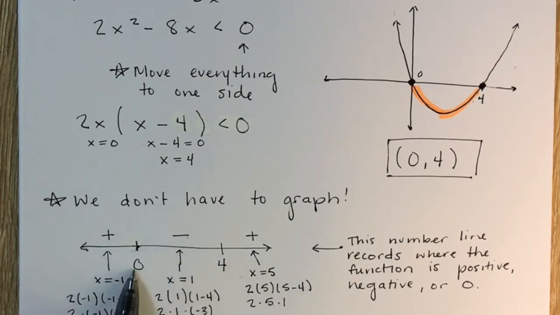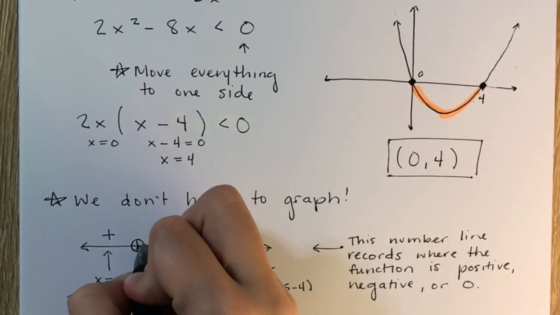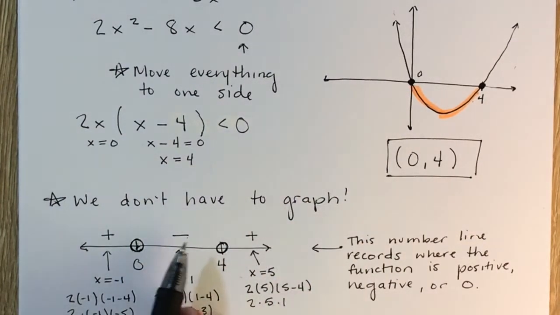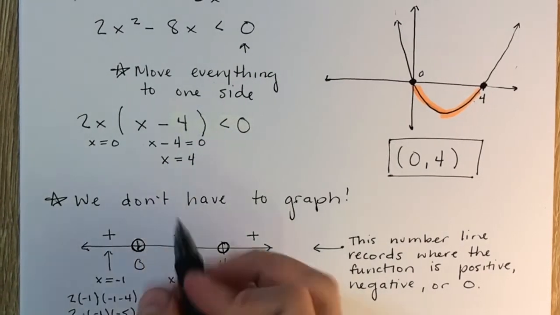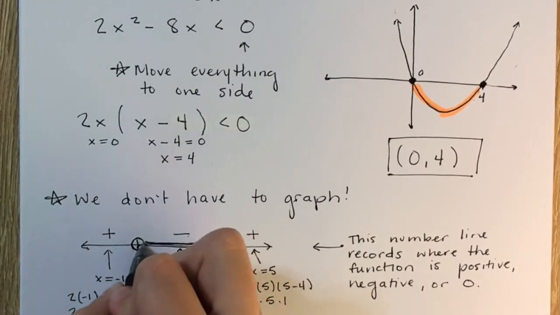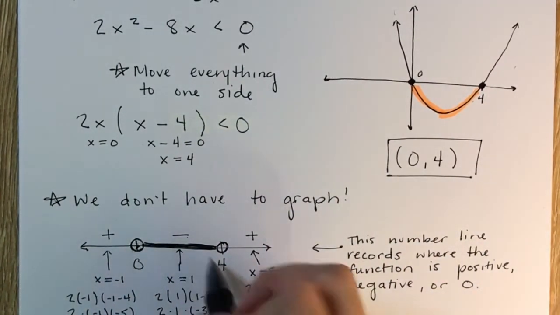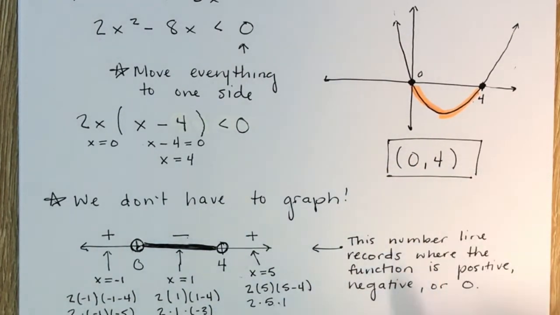Neither, right? The value of the function at 0 and 4 is 0. There are roots. That's what that means. So these are not included. And then less than 0 means negative, so we are going to shade the negative portion. Awesome. So my interval, again, is 0 to 4, not including 0 or 4.